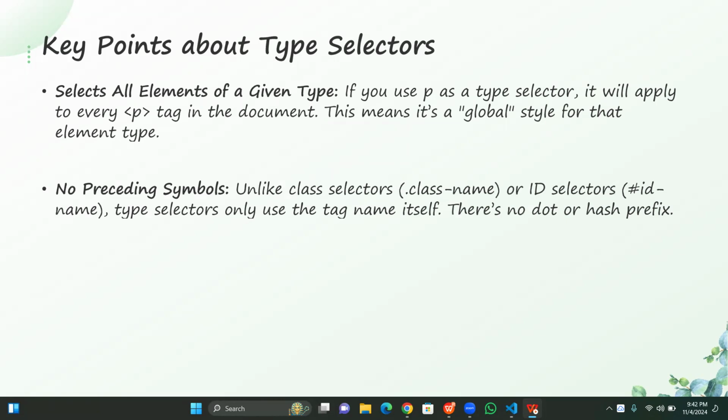There's no preceding symbol, unlike the class selector, where we do dot class name, all right, or ID. We'll talk about the ID selector in the next section. Right here with the type selector, there is no preceding symbol. Type selectors only use the tag name itself. There is no dot or hash prefix, nothing like that.